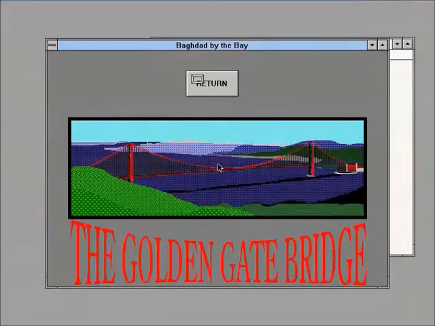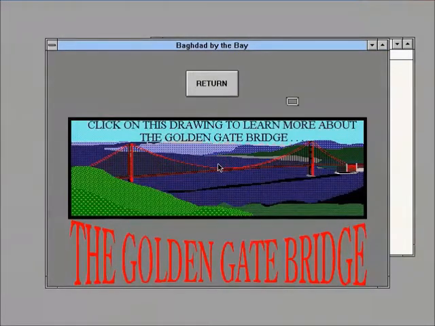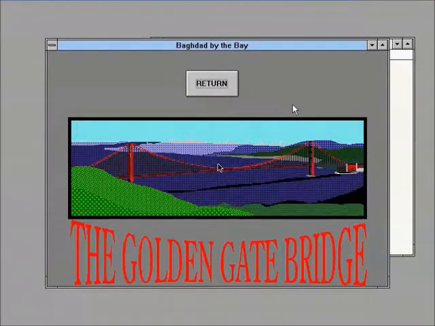Golden Gate Bridge. Hmm. This music's just cool.